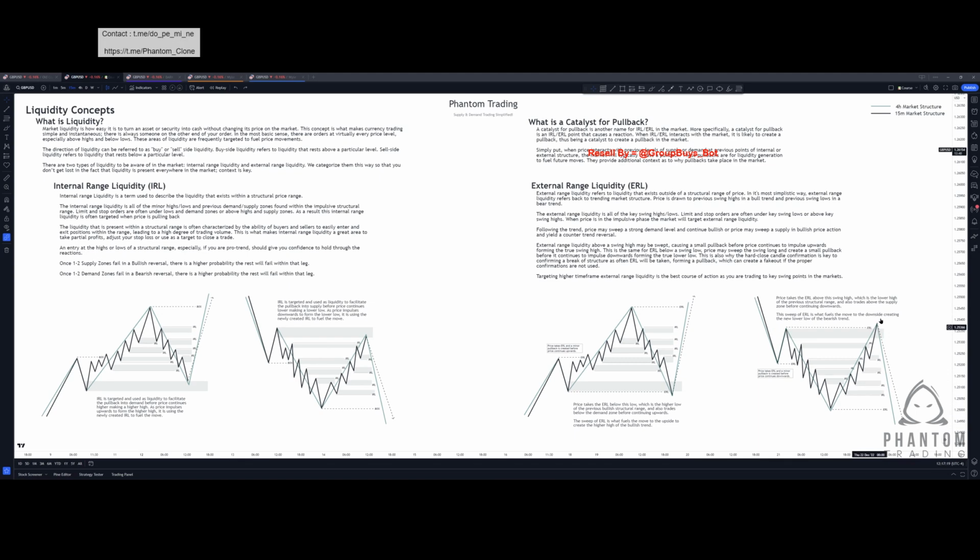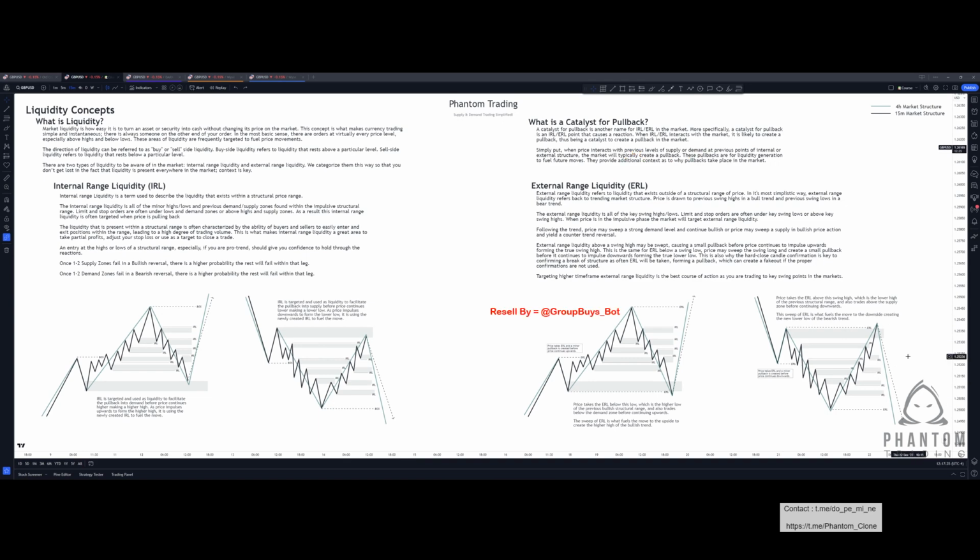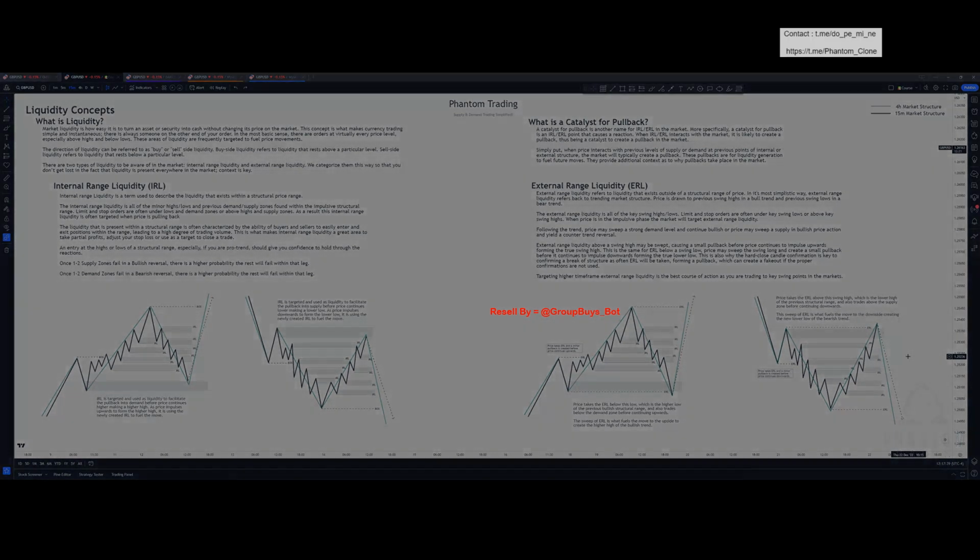So price takes the external range liquidity above the swing high, which is the lower high of the previous structural range, and also trades above this supply zone before continuing downwards. This sweep of external range liquidity is what fuels the move to the downside, creating the new lower low of the bearish trend.